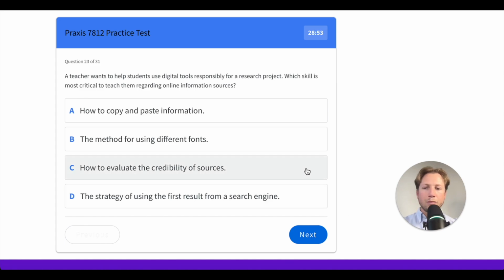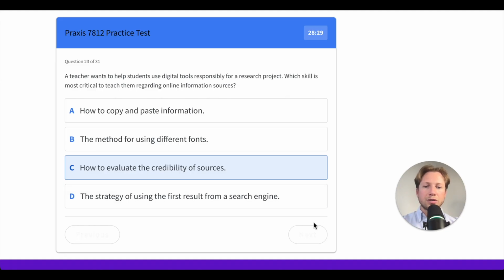All right, I'm going with answer option C. Is that what you got as well? This reads, how to evaluate the credibility of sources. Remember that teaching students to critically assess the reliability, the authority, and the bias when using the internet and their online devices is going to be a really important part in fostering digital citizenship with your students.